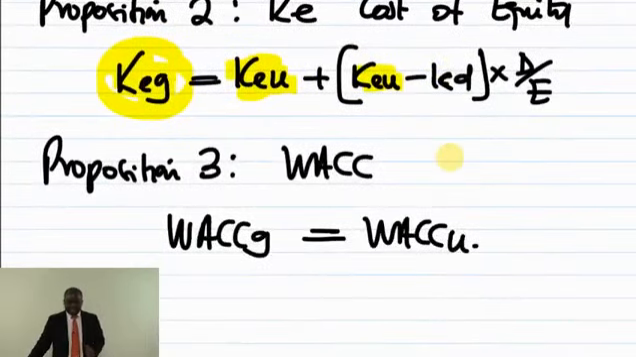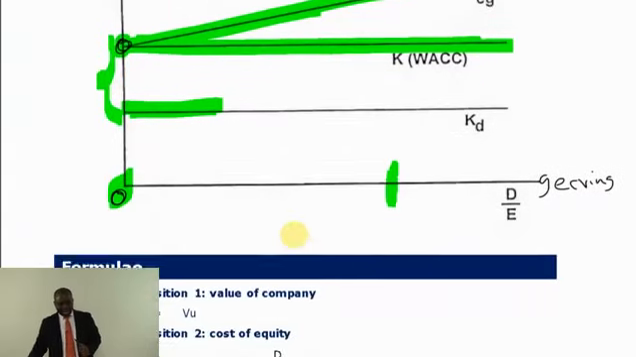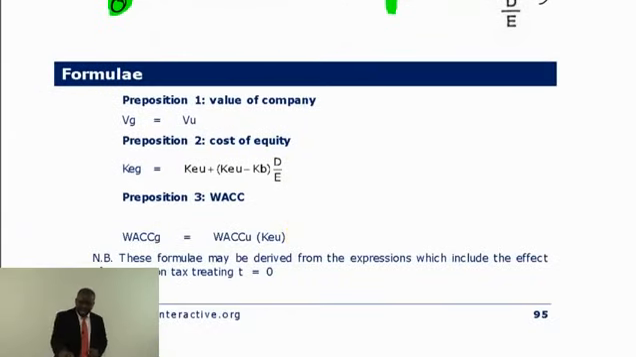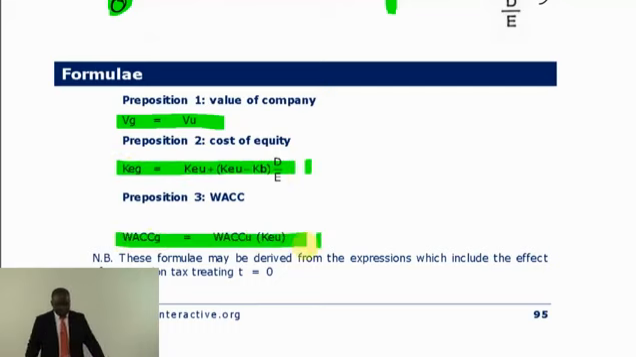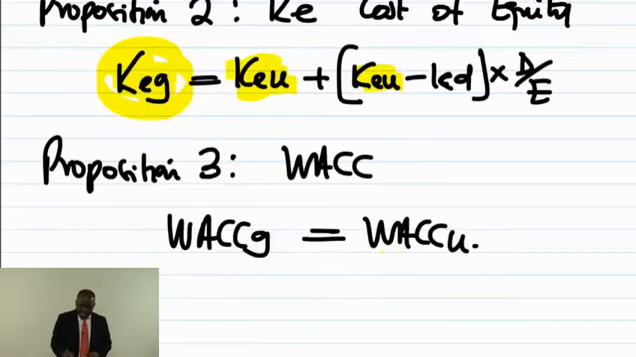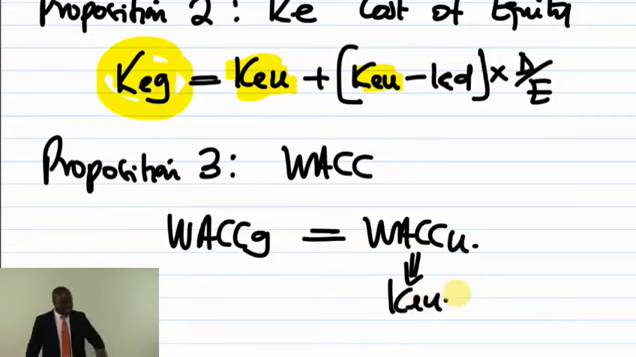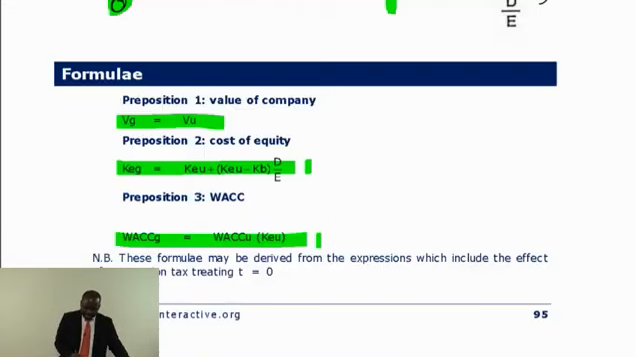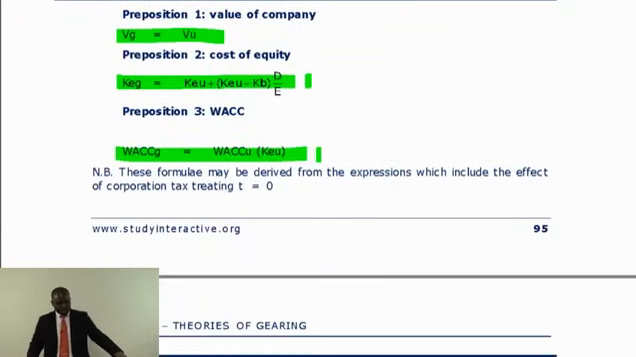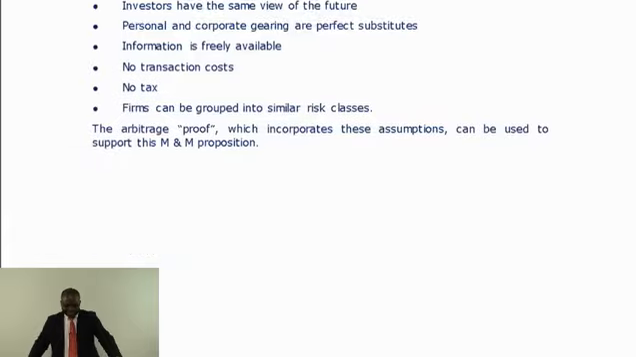Okay, so that is the argument. They were criticized in 1958: how can you assume that there is no tax? These are the formulas I've given to you. And as we all know, your WACC of the ungeared position is the same as your cost of equity. They were criticized in 1958, so they came back in 1963.